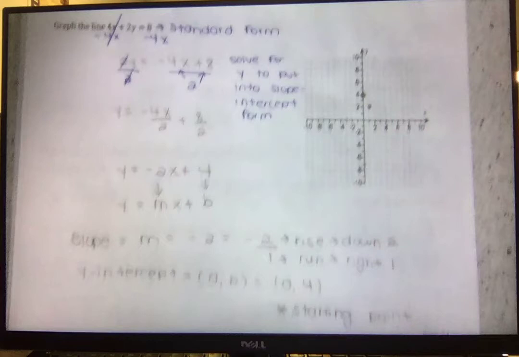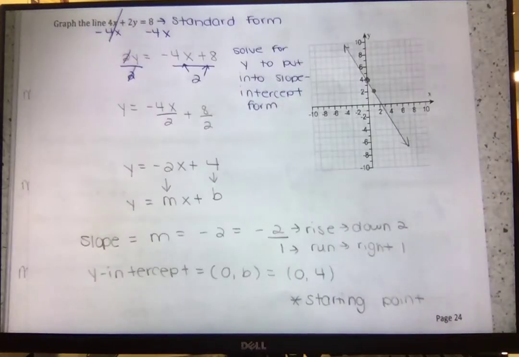All right, so let's go over this next one. Looking to see what you did, looking to see what we're going to do together. It asks us to graph the line 4x plus 2y equals 8. Looking at this, it is in standard form, meaning it's not in slope-intercept form, it's not y equals mx plus b. So just by looking at it, I do not know the slope, I do not know the y-intercept. So I can solve this for y to put it into slope-intercept form.